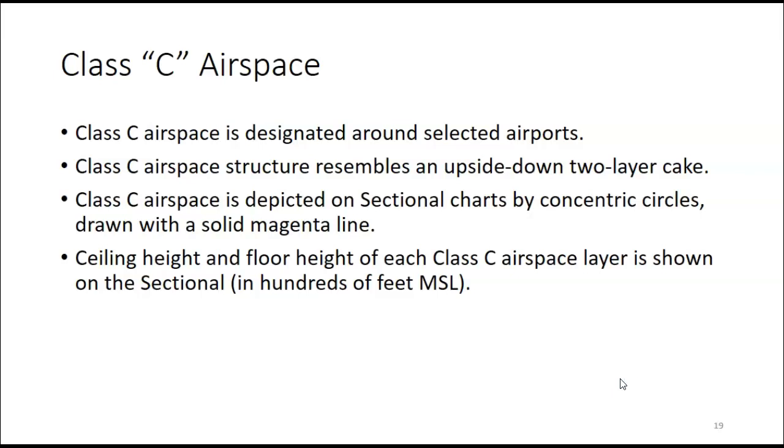The structure of Class Charlie airspace looks like an upside down 2-layer cake, or some people call it an upside down wedding cake. It's depicted on the sectional charts with a solid magenta line, one magenta circle inside of another magenta circle. The ceiling height and the floor height of each Class Charlie airspace layer is shown on the sectional chart in hundreds of feet MSL, mean sea level.